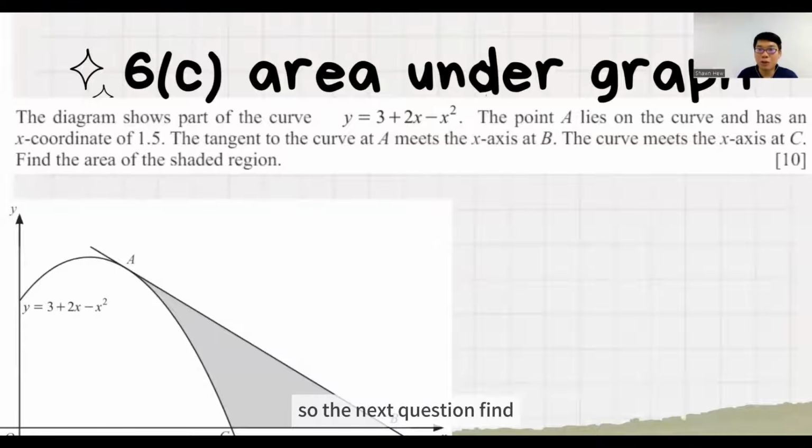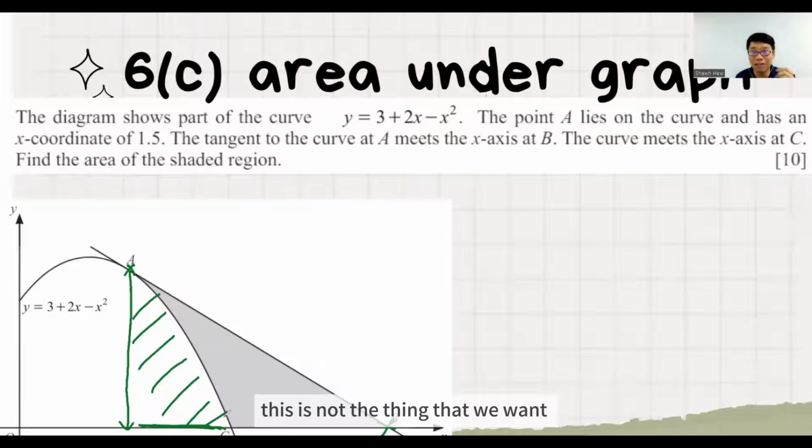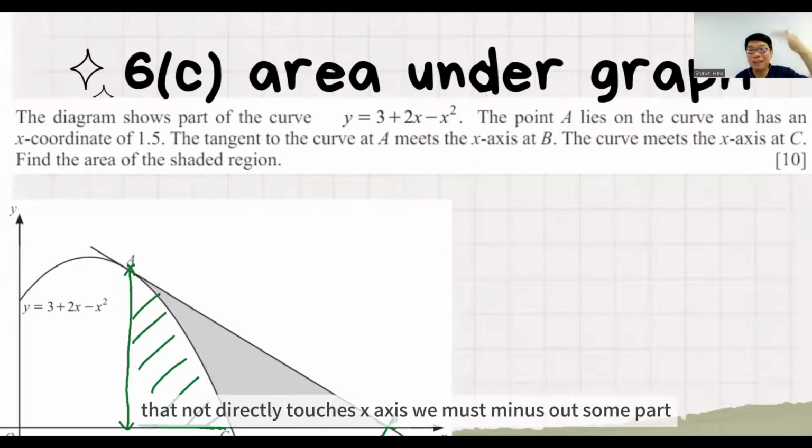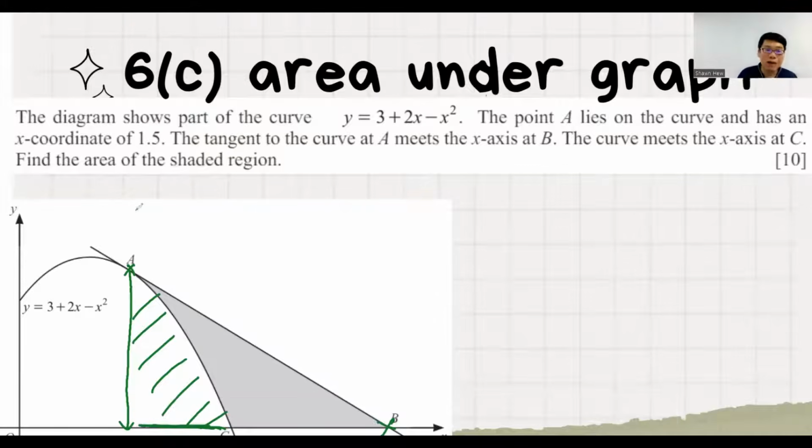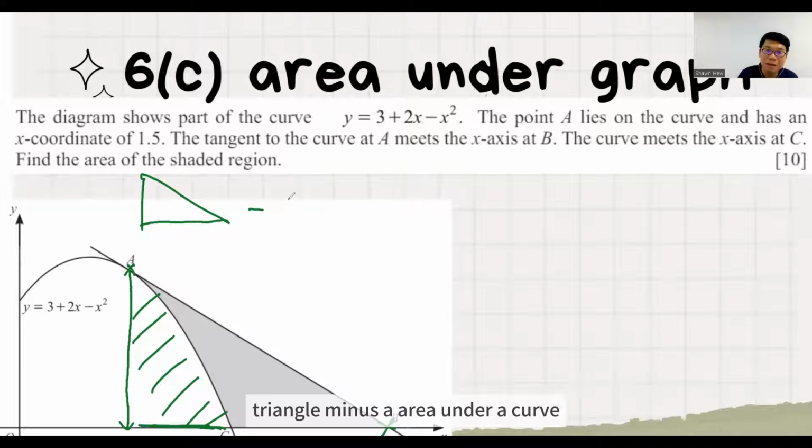Okay, so the next question, find the area under the graph also, is actually this point. We go down to the x-axis. Can you see there is a part? This is not the thing that we want. So if there is some part that does not directly touch the x-axis, we must minus out some part. Triangle minus area under a curve.